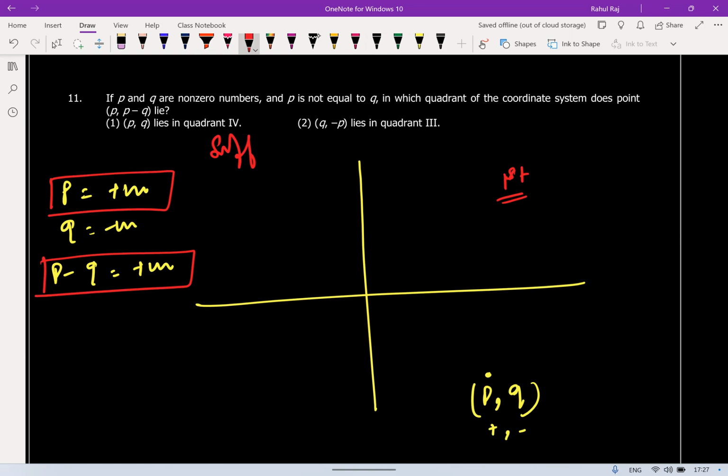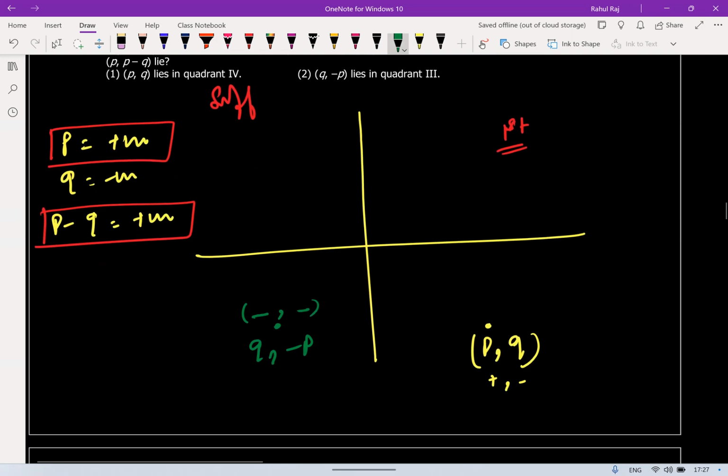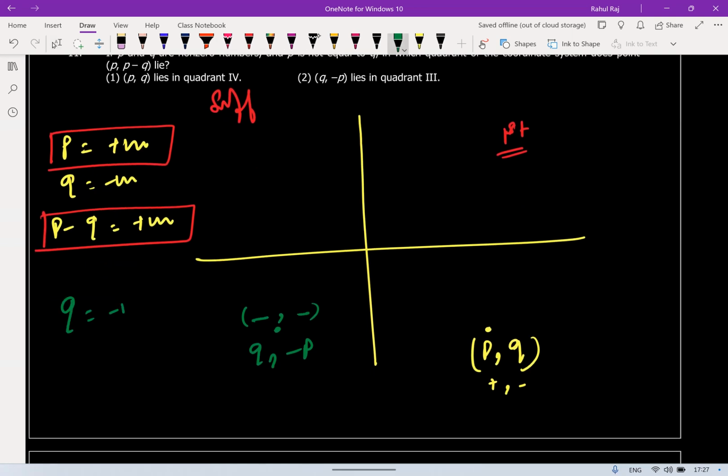Option number 2 says Q and minus P lie in the third quadrant. In the third quadrant, both are negative. So I get to know Q is negative, and minus P is negative, so P becomes positive. So again, P is positive, Q is negative. So P minus Q will become positive. Again, it lies in the first quadrant. So the answer is D. Both the statements are individually sufficient. Any doubt?